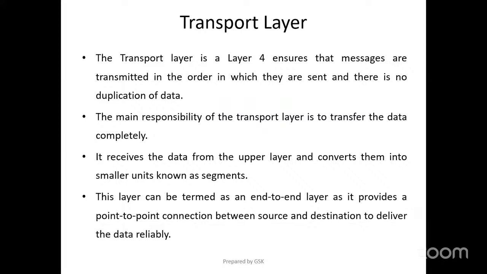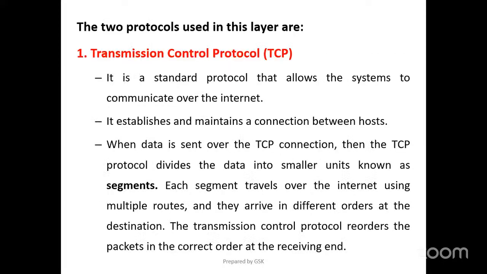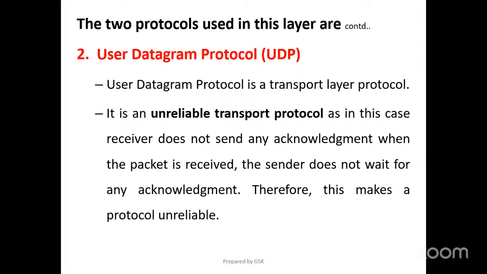Next is the transport layer. We use two types of protocols in the transport layer: TCP and UDP. TCP is transmission control protocol, a connection-based protocol. UDP is user datagram protocol, which is connectionless.